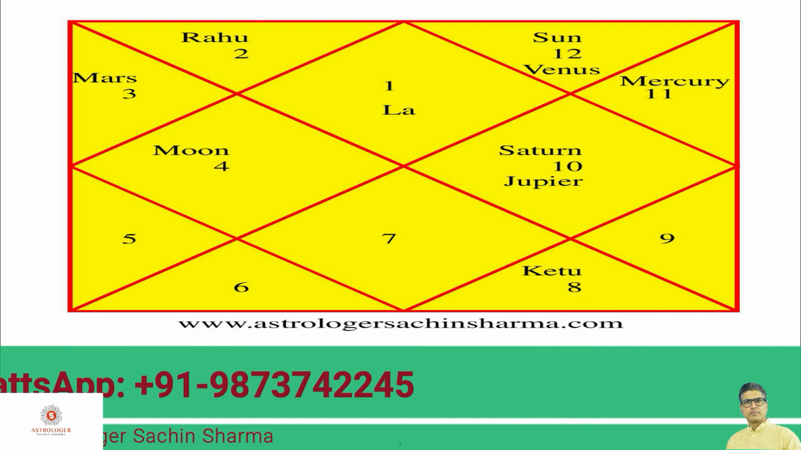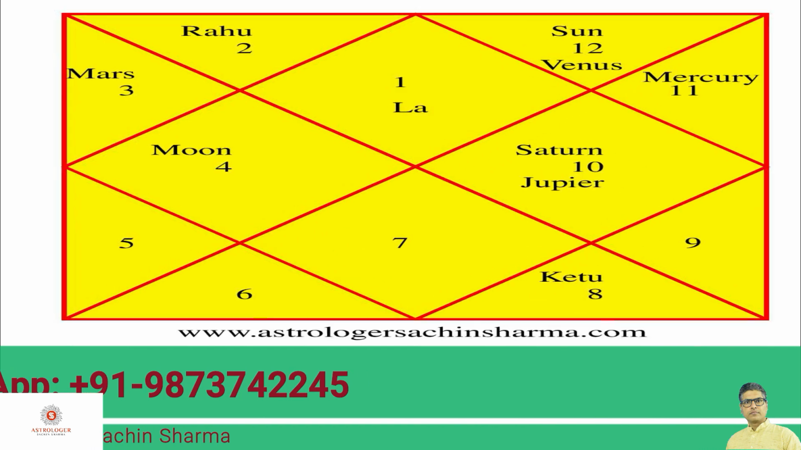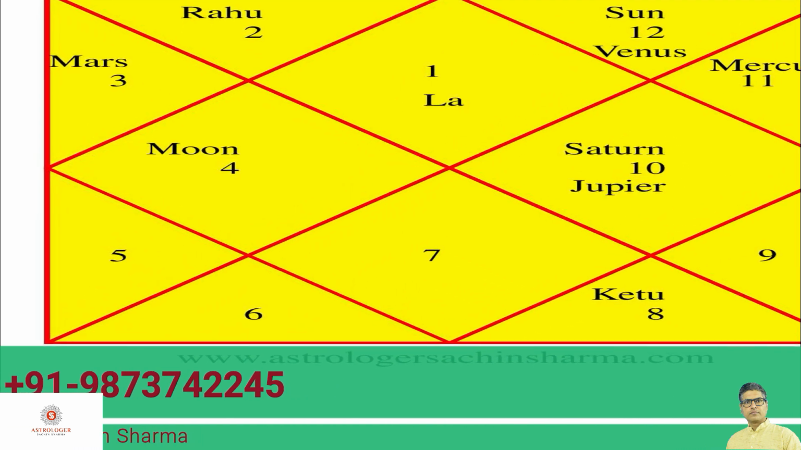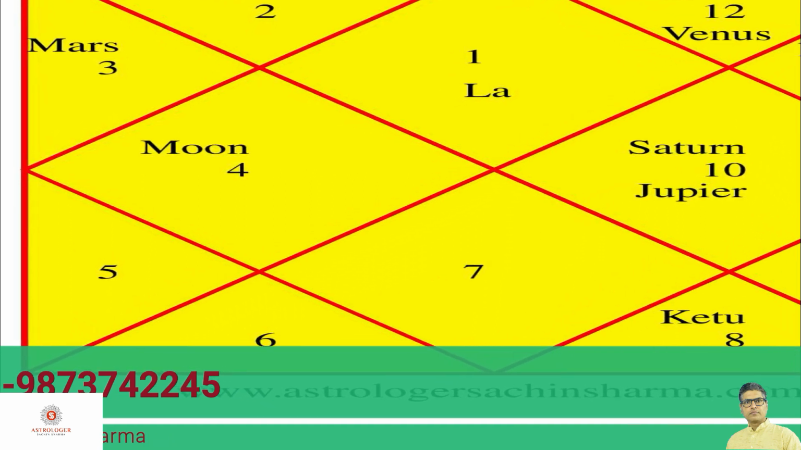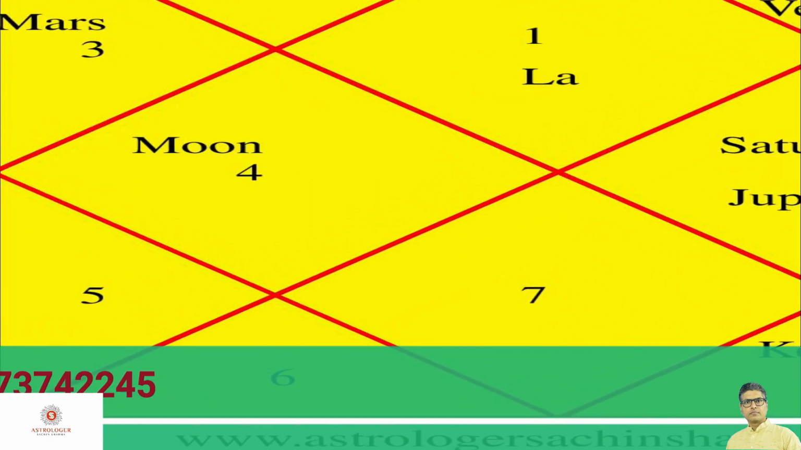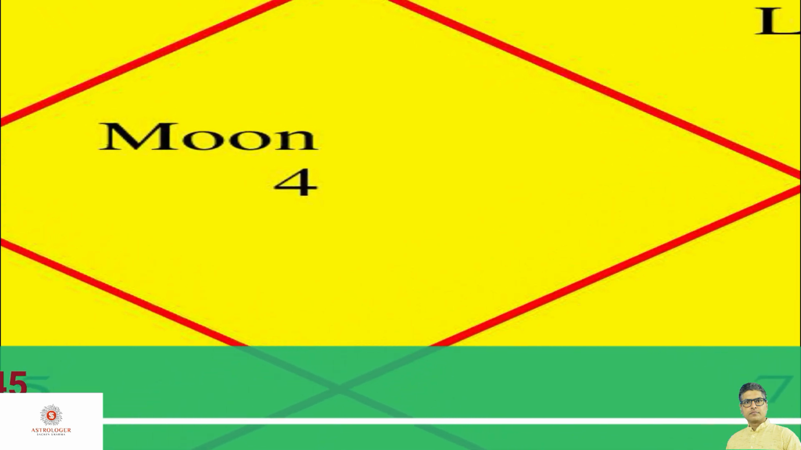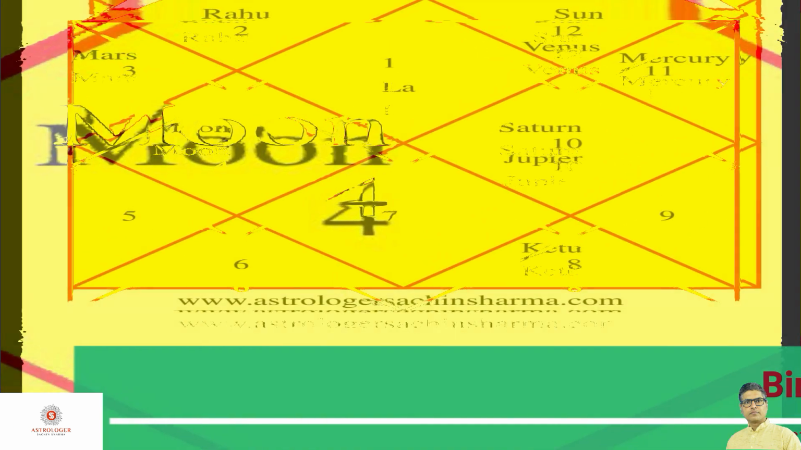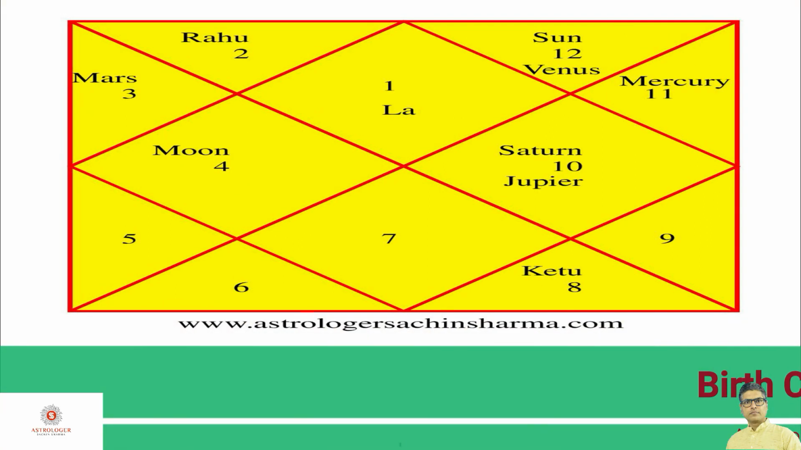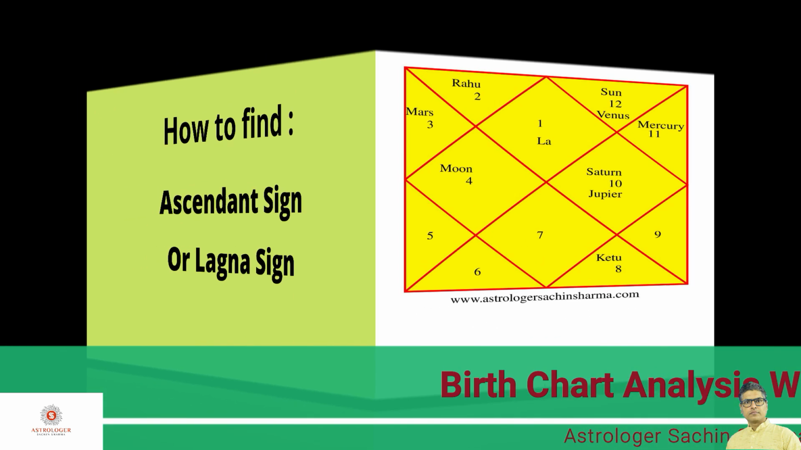For example, in this birth chart moon is placed in the 4th house, and check which planet is the lord of this house. That means which planet is the lord of 4th house. Here we can see number 4 is written in the 4th house, therefore Cancer is the lord of this house, and hence we can say that Cancer is the moon sign of this birth chart or this person.